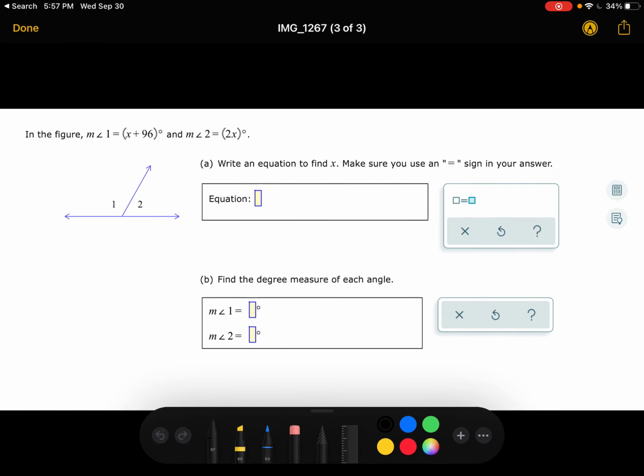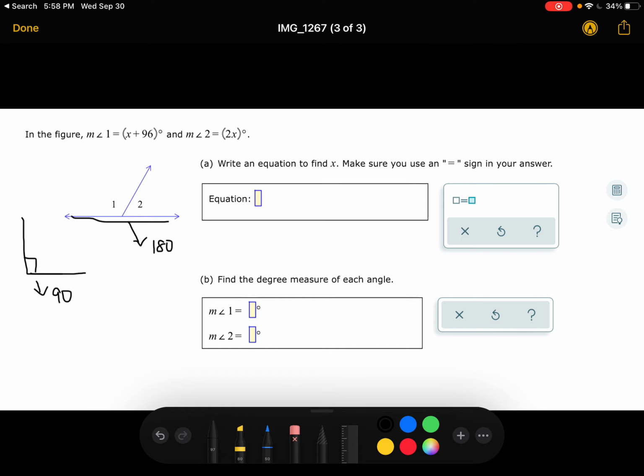You are either going to see one of these, which is a straight line cut into two, or you are going to see a 90-degree angle, or a right angle. This is important. A straight line has 180 degrees. A right angle has 90.